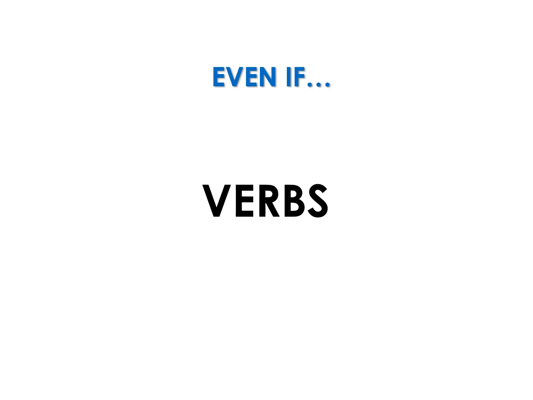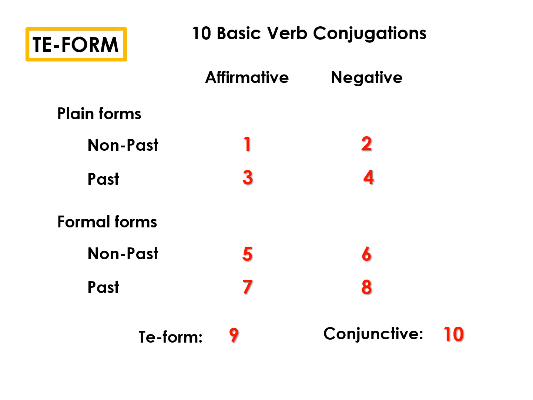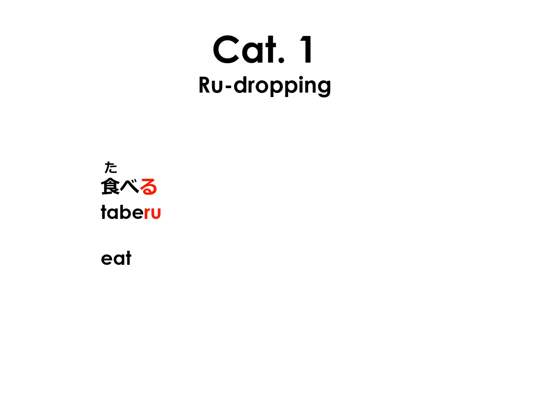Let's start with verbs, which is temo, meaning we take the te form of the verb and add the particle mo. First, let's review the te form. If you recall the 10 basic verb conjugations, the conjugation we use for even if is the te form of the verb. To make the te form of ru-dropping verbs, drop the ru and add te. For example, the verb taberu, which means to eat. Drop the ru, add te to form tabete, which is our te form.